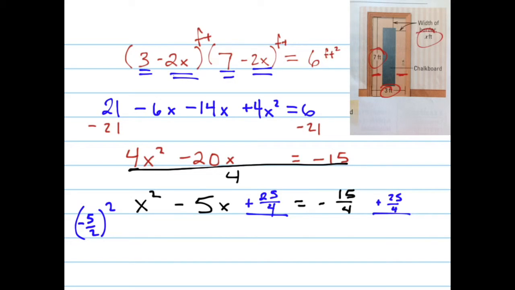So what do we get when we factor the left-hand side? We know it always starts with x. What goes next? X plus 5 minus 2, minus 5 over 2, squared. Remember, it's always this. It's always b over 2. Okay? What do we get when we add on the right-hand side?